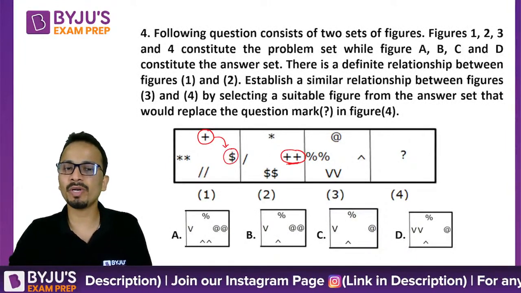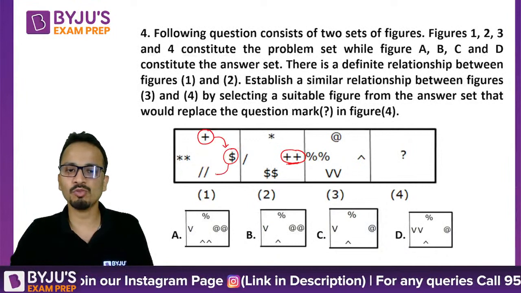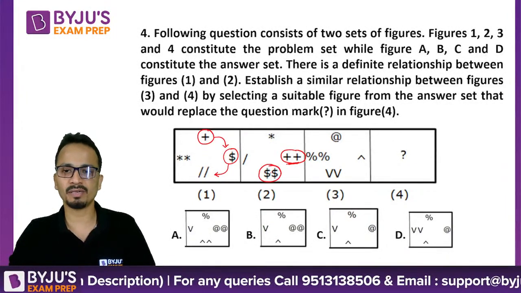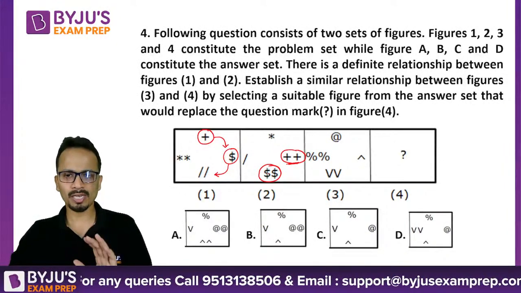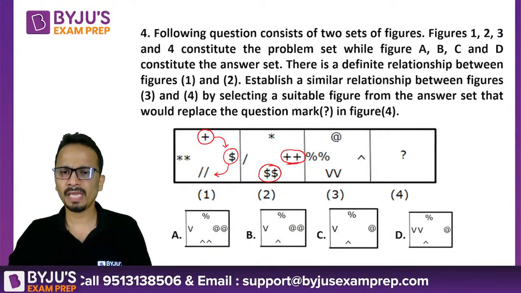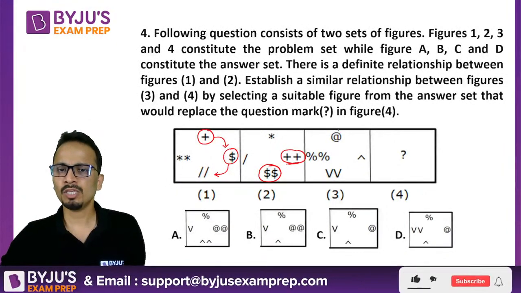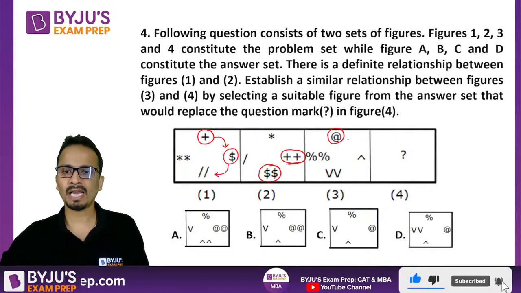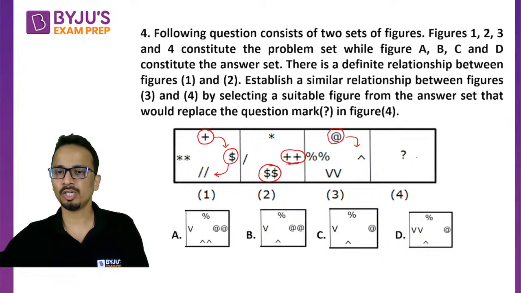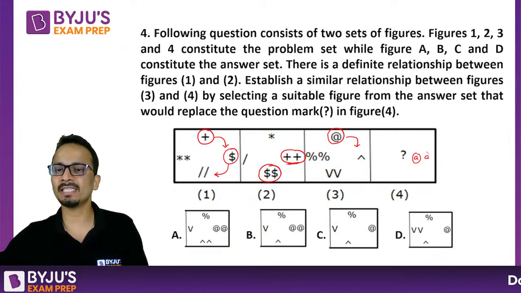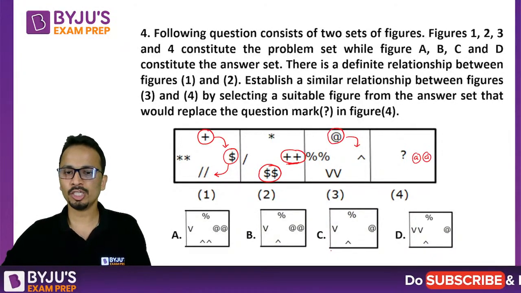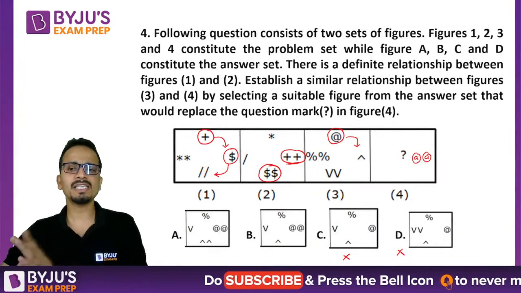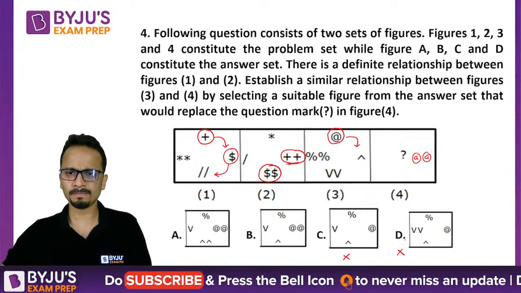Similar thing has happened with dollar. So dollar sign has moved to this place. Okay, and $2 have become. Okay, so let's check this out in figure number 3. So in figure number 3, the symbol here is at the rate and it will go to this place. So there will be at the rate twice. Okay, so I can reject figure number C and figure number D. So option C and option D can be rejected.